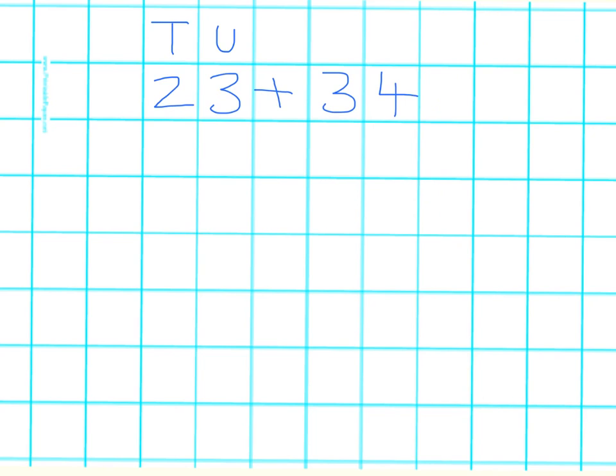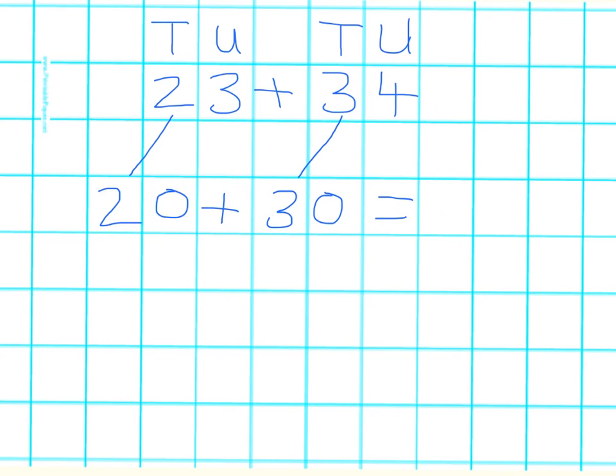Tens, units, tens, units. The numbers should be partitioned into tens and units to make the calculation more manageable. For example, 20 add 30 equals 50. Then take the units. 3 add 4 equals 7.